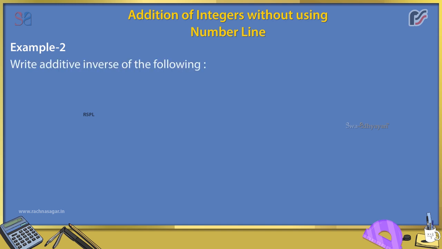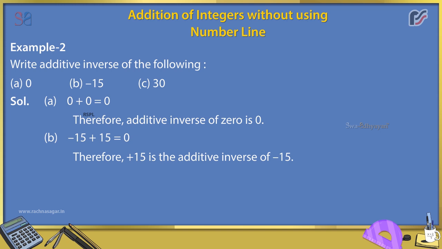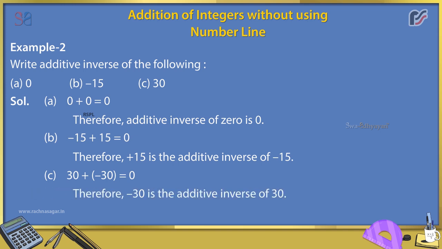Example 2. Write additive inverse of the following. A. 0. B. -15. C. 30. Solution. A. 0 + 0 is equal to 0. Therefore, additive inverse of 0 is 0. B. -15 + 15 is equal to 0. Therefore, +15 is the additive inverse of -15. C. 30 + (-30) is equal to 0. Therefore, -30 is the additive inverse of 30.